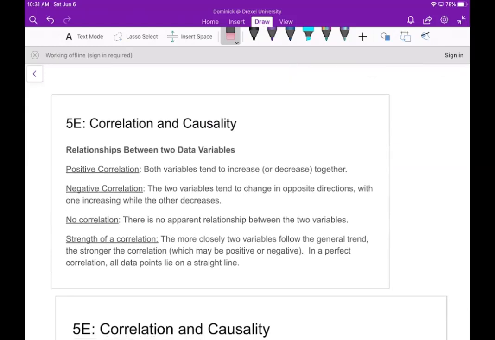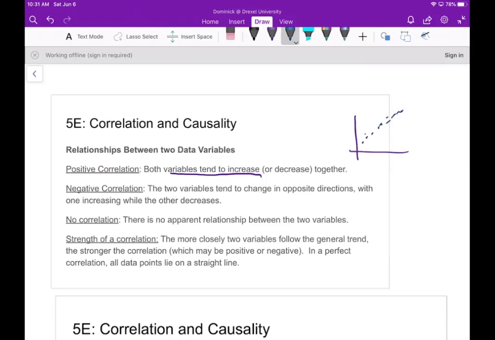So there are different types of relationships between two data variables that we've talked about a little bit, but let's be more specific now. Two variables are positively correlated if both variables tend to increase or decrease together. As one increases, the other one increases, or as one decreases, the other one decreases. For the most part, those graphs would look something like this, with the data points going on the way up.